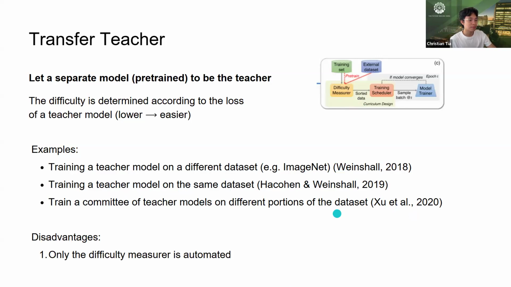And another interesting example also is where they used a committee of teacher models on different portions of the data set. So what they did here is they split the data set, and per section of the data set, they trained a model on that. And they used the average loss of all teacher models to decide the difficulty of the examples. And once again, the disadvantage here is that only the difficulty measure is automated. We're still having to manually define how the training scheduler should be.